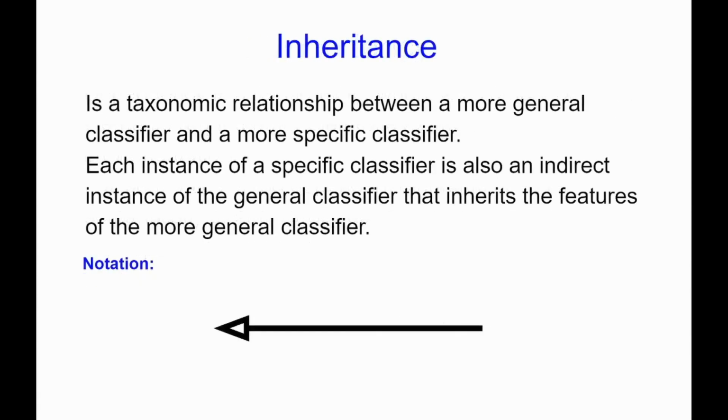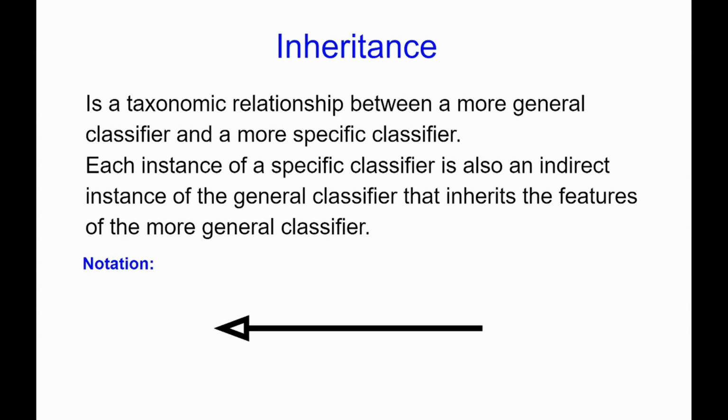Inheritance. Inheritance or generalization is a taxonomic relationship between a more general classifier and a more specific classifier. Each instance of a specific classifier is also an indirect instance of the general classifier. Thus, the specific classifier inherits the features of the more general classifier.